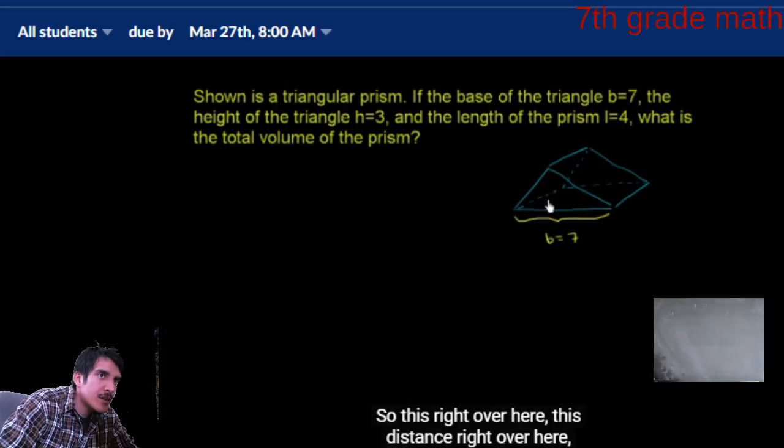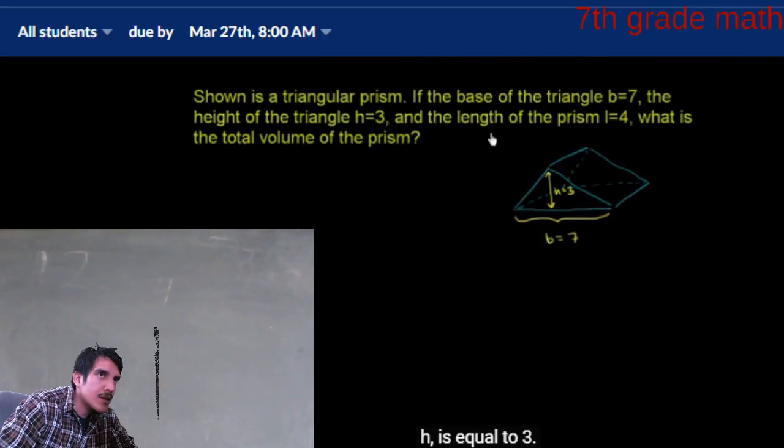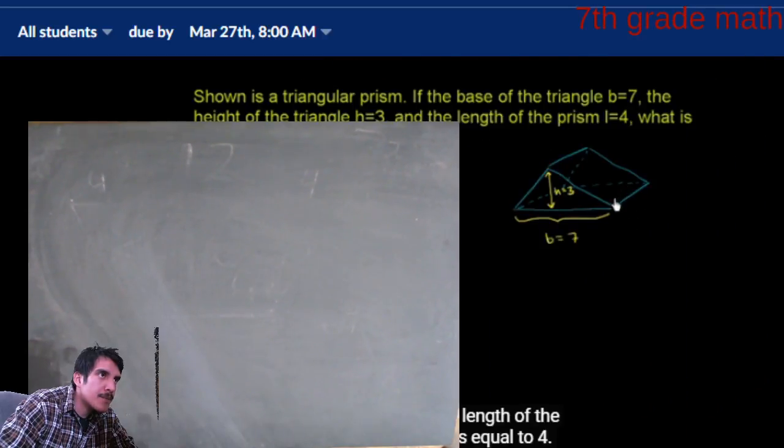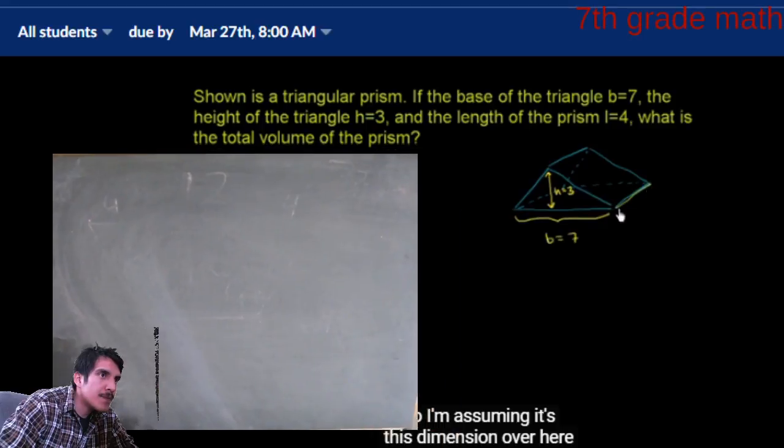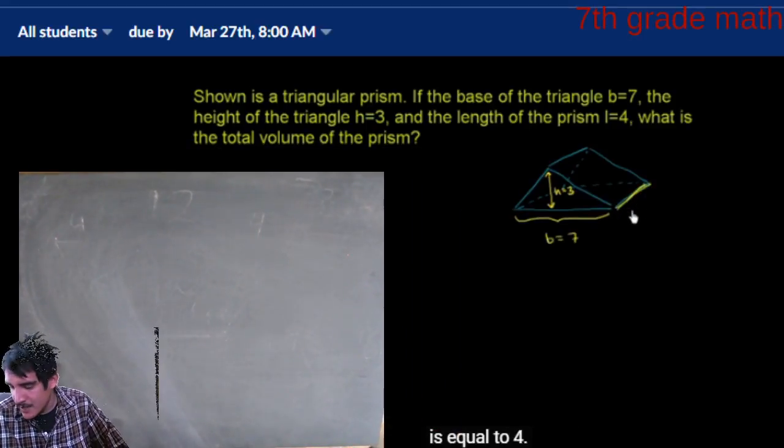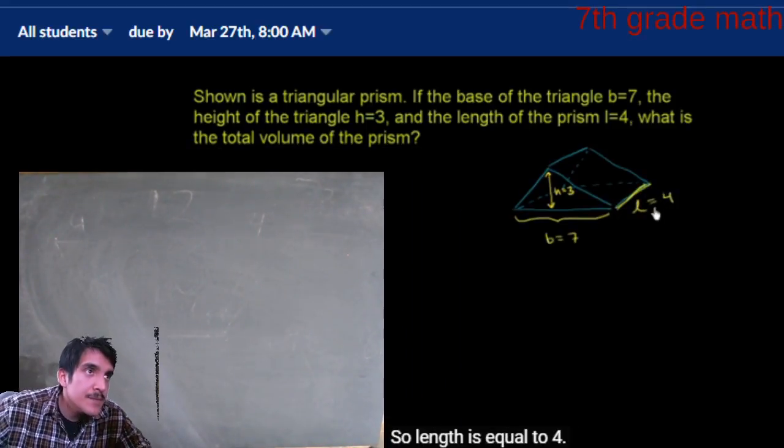The height of the triangle is equal to 3. So this distance right over here, H is equal to 3. And the length of the prism is equal to 4. So I'm assuming it's this dimension over here. It's kind of like drawing a tent. So length is equal to 4.